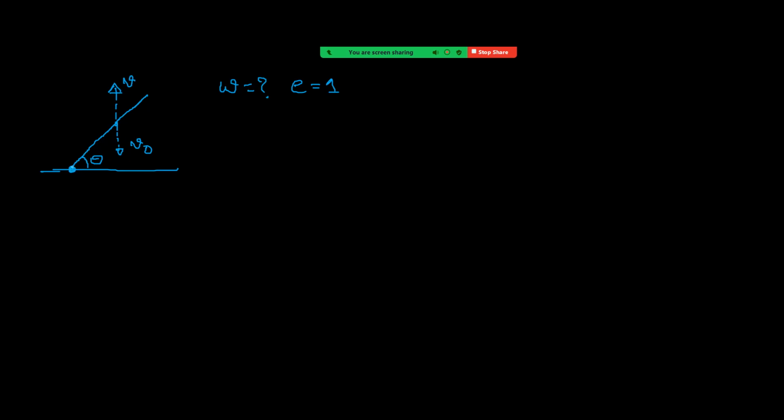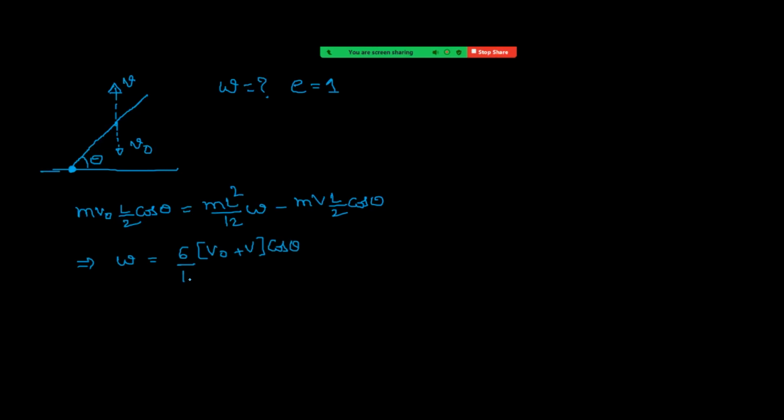About this point, now conservation of angular momentum. Then see what we are getting here. It is m into V naught L by 2 cos theta, equal to I value, m L square by 12 omega clockwise, minus m V L by 2 cos theta. Then from this we got the omega value: it is 6 into V naught plus V into cos theta upon L. This is what we got in the previous problem.